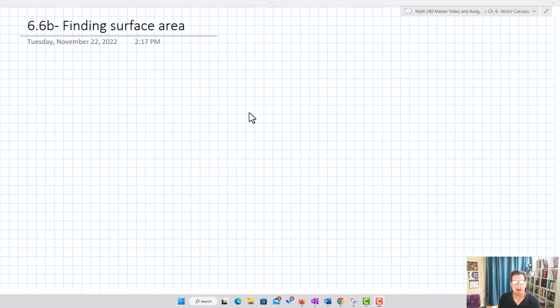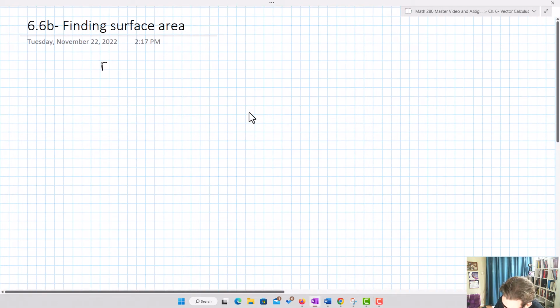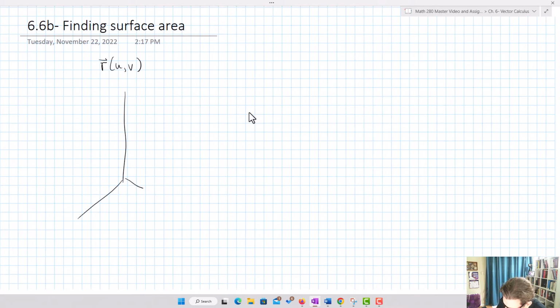So what we're going to do now is start with surface integrals, and we're going to start out by talking about finding surface areas. Let's suppose that we have a parametrization of our surface, r of uv, and we'll imagine that we've got this surface in 3 dimensions, just a generalized surface, something that looks like this.